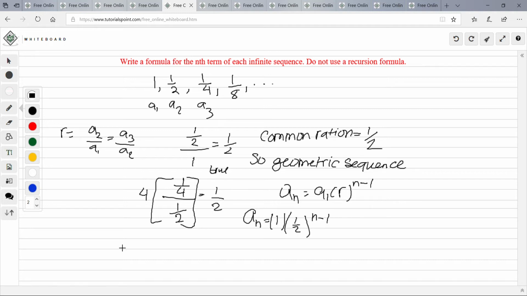If you were to simplify it, you would get an would be 1 over 2 to the n minus 1. And this formula does work, because if you put n equals 1, 1 minus 1 is 0, 2 to the 0 is 1, so it's 1. If you do 2, 2 minus 1 would be 1, so that's 1/2, and 3 minus 1 is 2, and 1 over 2 squared is 1/4. So this formula works.